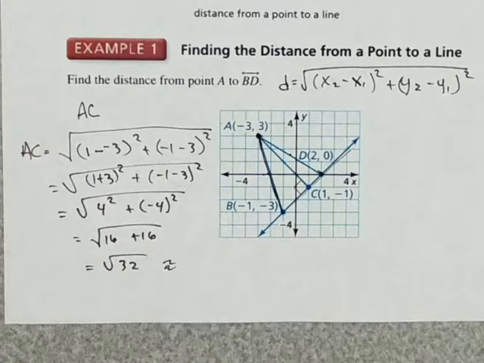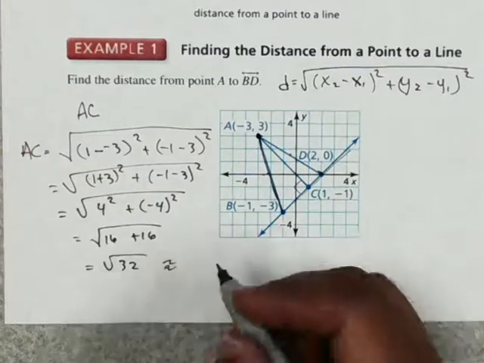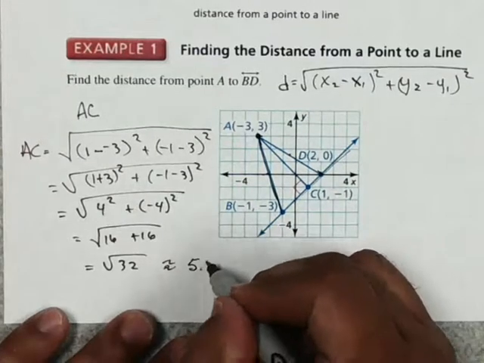Or if we put this in the calculator and we are asked to round it, the square root of 32 is going to be about 5.66.